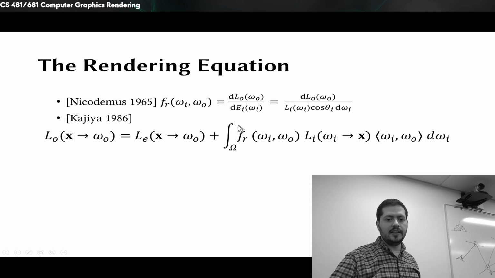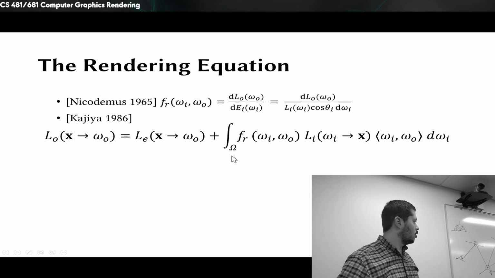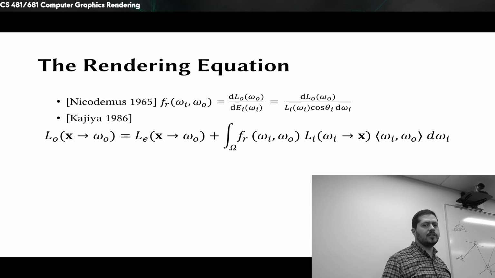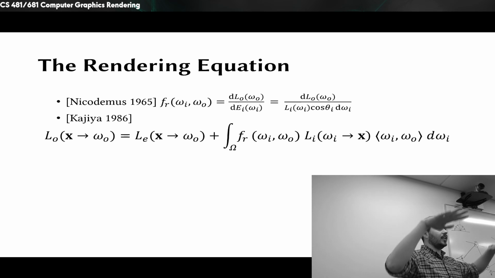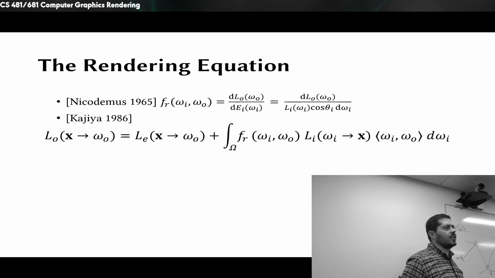Then we take the integral over omega. Now, if you're dealing with most surfaces, this is just saying the hemisphere. In other words, if you have a solid object, we're not interested in what's happening underneath the surface, because most of the time nothing is coming through. Like these wood tables over here, there's no light coming through the surface. I mean, maybe there are a few photons managing to wiggle themselves through all the fibers.